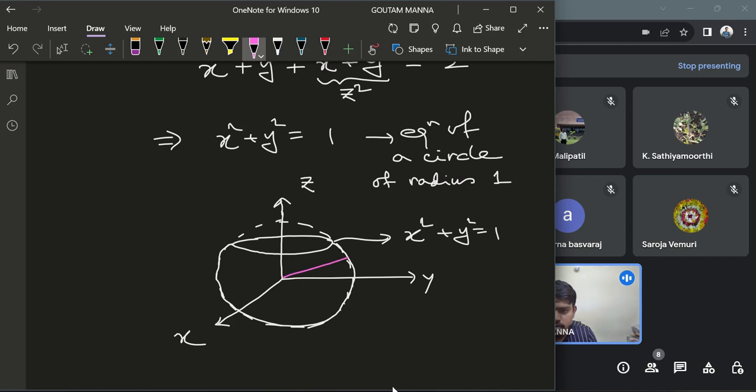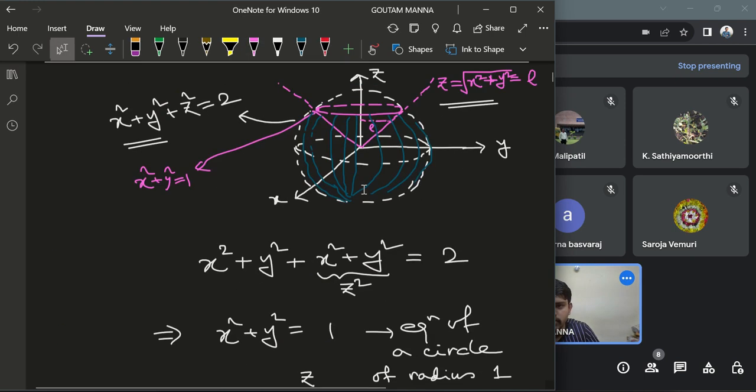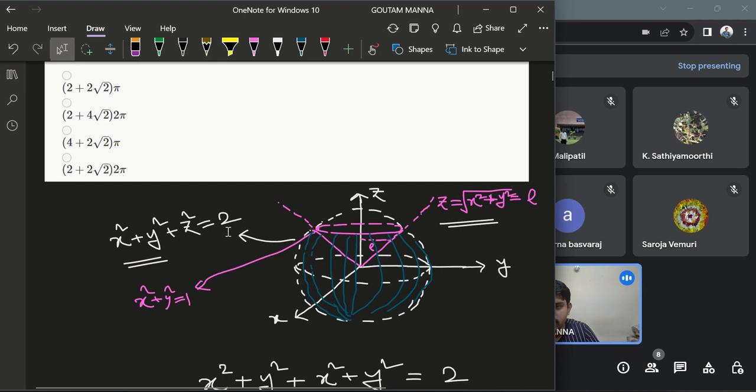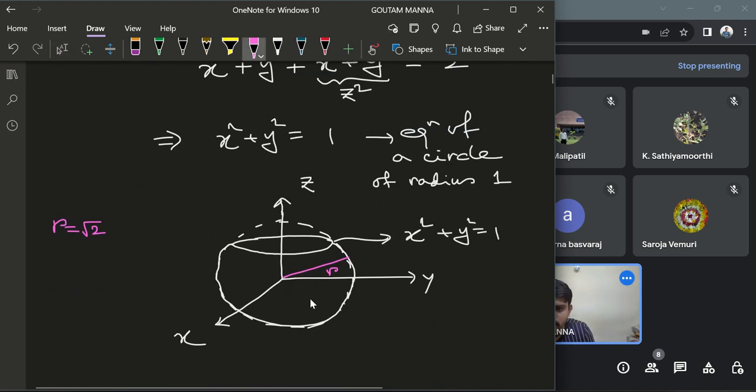Now let's define, this is the radius of the sphere. So this is r, and this r will be root 2, because the equation of the sphere is x square plus y square plus z square equal to root 2 square, that is 2. And let me define the theta angle as this angle, and if I draw a perpendicular to the xy plane, then this will be the phi angle. This is the theta angle.